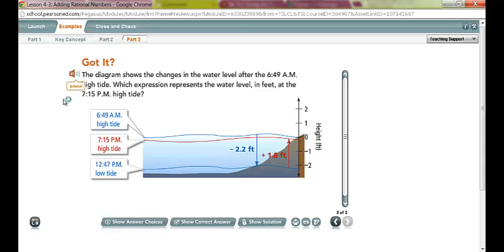The diagram shows the changes in the water level after the 6:49 a.m. high tide. Which expression represents the water level in feet at the 7:15 p.m. high tide? Ooh, okay, those of you who are in my science class, tides, love this, right? Okay, so we have a 6:49 a.m. high tide, and approximately 12 hours later, we have another high tide. And 6 hours approximately after that, we have a low tide. So we need to find the expression. It gives us some answer choices.